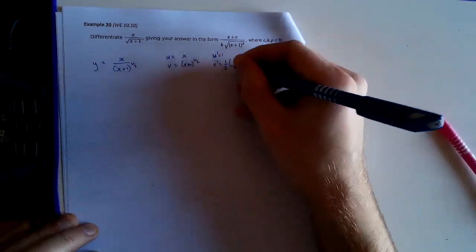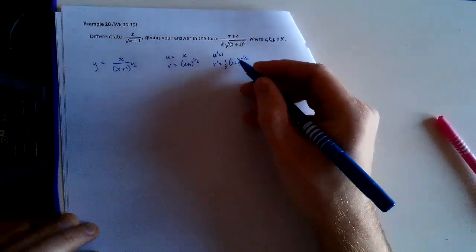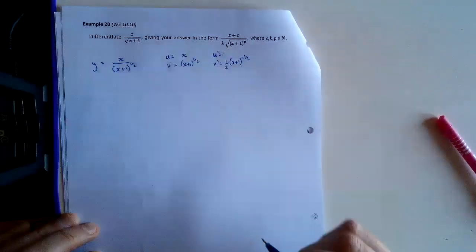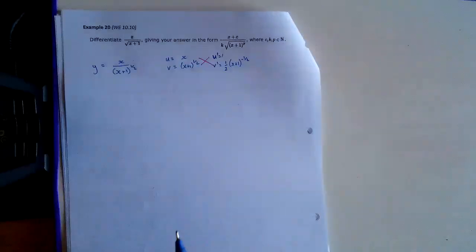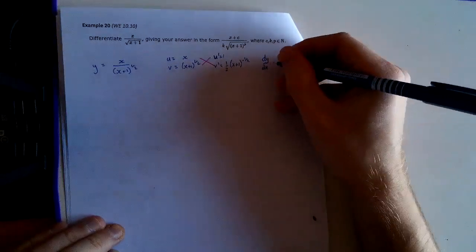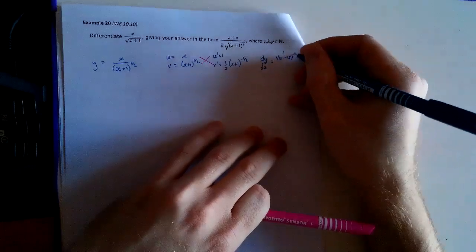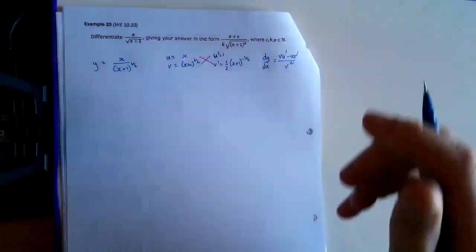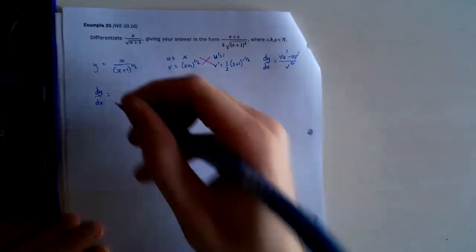So remember, times by the power, take away 1 from the power, and then times by the derivative of the bracket. But again, that's just 1. And then it's v first, then u. So the formula, again, I'm just going to write it here, is v u dash, take away u v dash, over v squared.